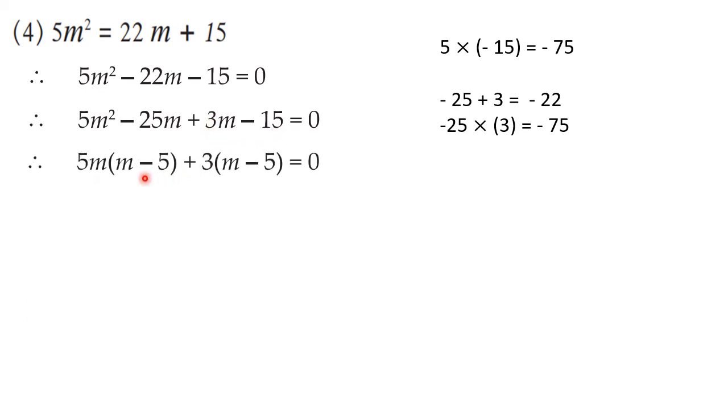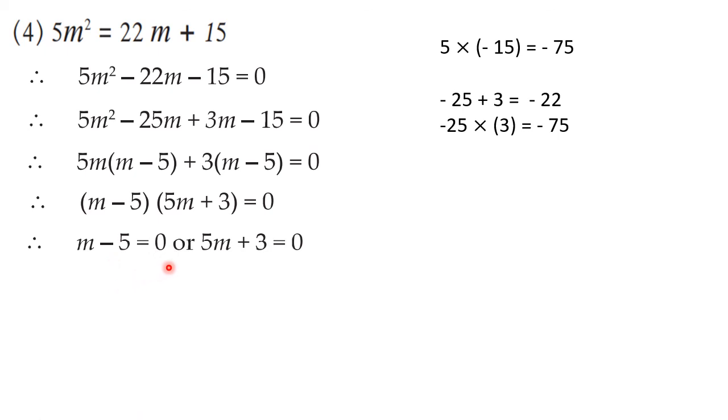So the next step is like this. From these two, 5m is taken out common. So here we have m minus 5. Don't write 25 in a hurry. See, 5 5s are 25. So we have to write down minus 5 here. And from these two terms, 3 is taken out common. So here we have m minus 5. Then the next step is to write down these two brackets. So the first bracket is m minus 5 and the second bracket is 5m plus 3. Then we have to go for either or. Either m minus 5 is equal to 0 or 5m plus 3 is equal to 0.